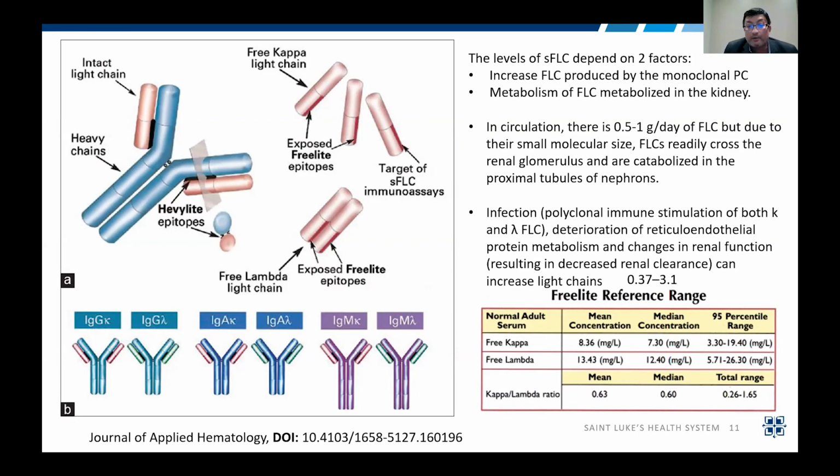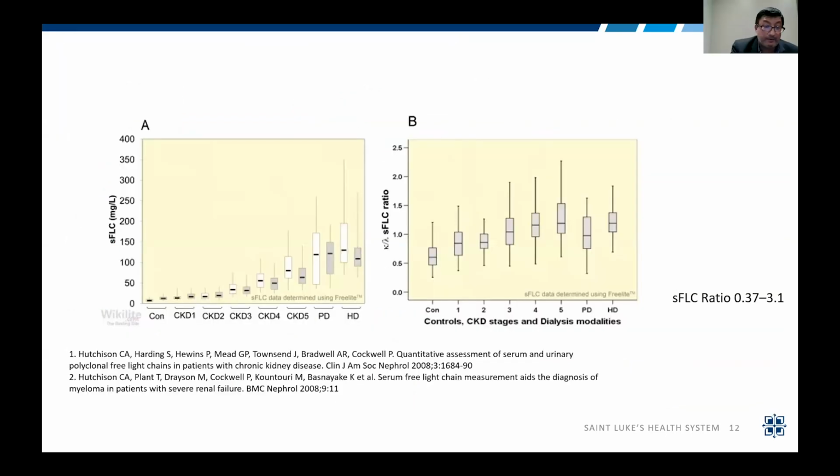Now, at the bottom, I wrote the common numbers that we see, but again, you will look into different things here. You look at the 95 percentile range that we follow, 0.26 to 1.65 as a light chain ratio. But you have to be very cautious when we look at this ratio, because it can vary from person to person. For example, you can see here from the 2008 publication by Hutchison's group how our free light chains vary with the degree of renal involvement. And on the right, you can see that dialysis modalities also affect the ratio.